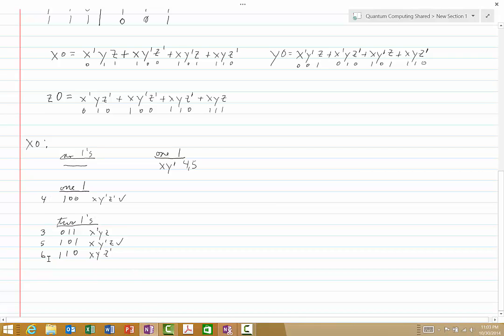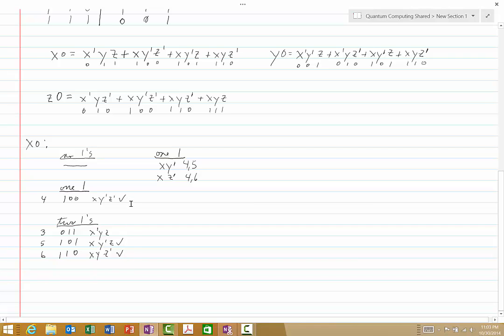Likewise, 4 and 6. 4 is less than 6, so that's good. And the difference between 4 and 6 is 2, which is a power of 2. So these two should be able to be combined. They differ only in the Y position, so Y will drop out, and we'll be left with XZ prime. XZ prime, and that's the result of combining 4 and 6. And we already have a check by 4, but now we'll put a check by 6. And that's all of our combinations that we can have.